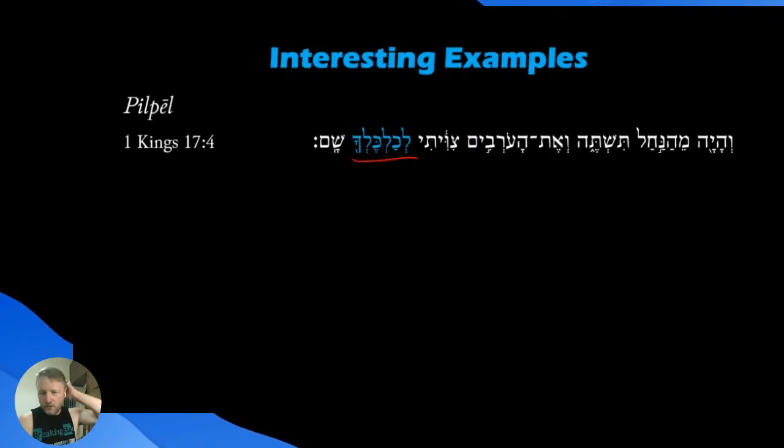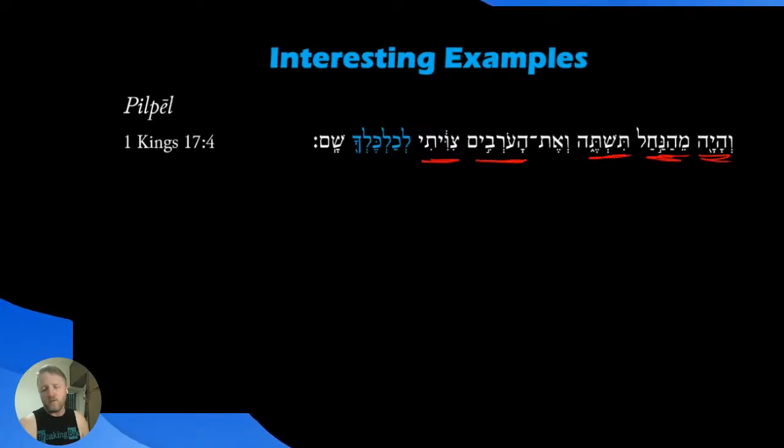Lechalkel is to sustain or to give sustenance. So, "and it will be from the stream you will drink, and I have commanded the ravens to sustain you there." That is, to bring you food. Okay, so that's the first word, lechalkel.